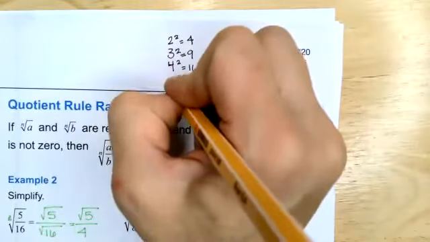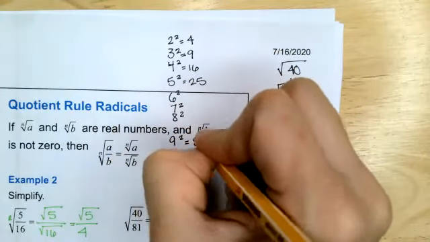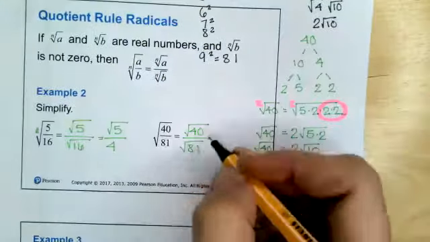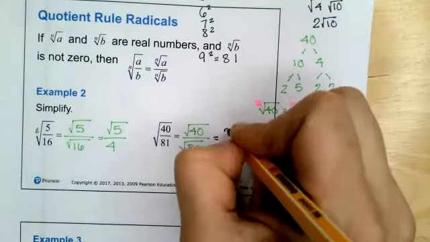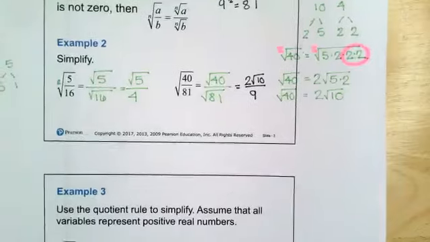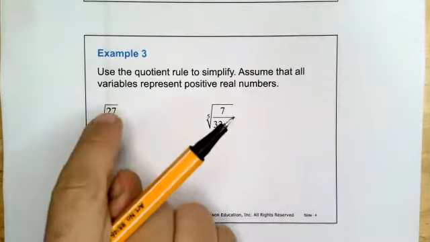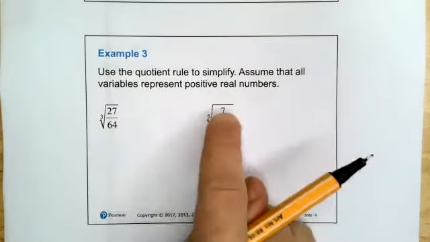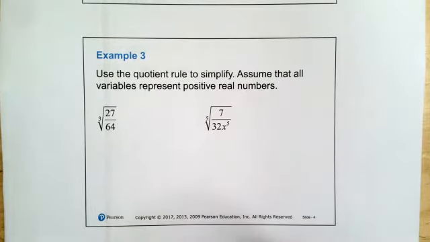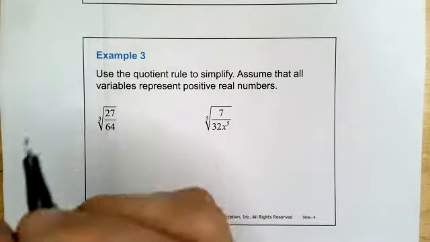If we keep going, 6 squared, 7 squared, 8 squared, 9 squared is 81. So the square root of 81 is 9. So this becomes 2 square root of 10 over the number 9. Good. Okay. That is the quotient rule. We're going to use it on the cubed root of 27 over 64 and the fifth root of 7 over 32x to the fifth. Okay. Remember, nothing changes when there is a variable.